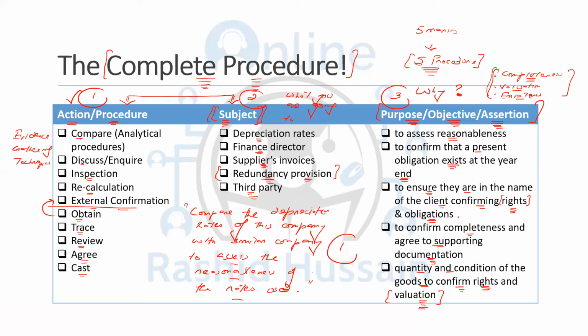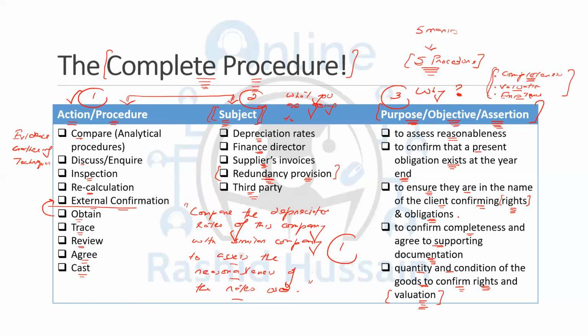Obviously, in the practice sessions, I have explained how to relate the crammed and learned procedure to the case study. We can do that by writing the names and the amounts within the procedure. You can watch those videos, but make sure that you are writing the complete procedure. Step number 1, the procedure starts with the action. Step number 2, you need to write the subject, what you are checking, what you are inspecting. And then we have the why, the purpose, objective and the assertion. So this is all about substantive procedures made easy.